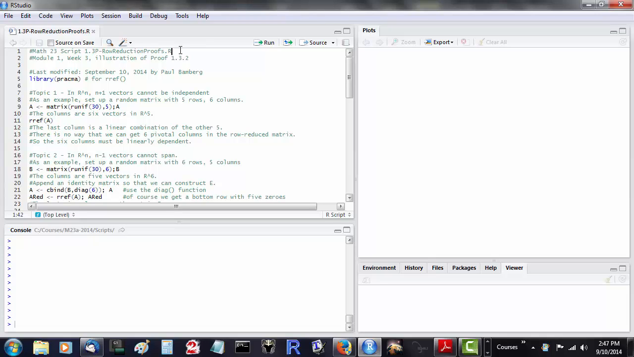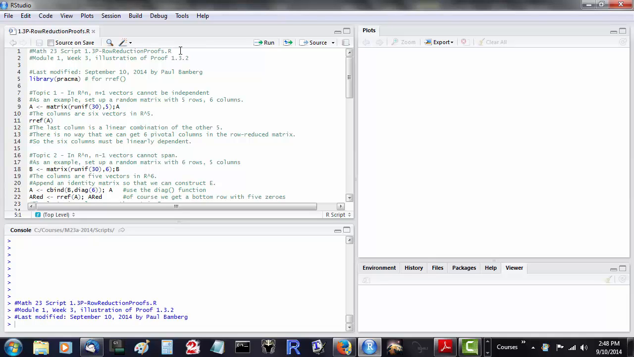This one goes along with the second proof for the week, the proof that the only way a matrix can be invertible is if it's square. This proof has to be done by making general arguments about what happens when you do row reduction, and you might find it useful to look at a concrete example of the row reduction that's envisioned by this proof.